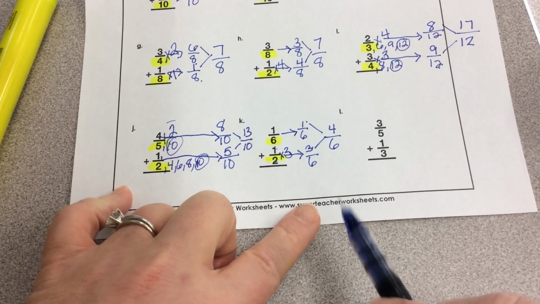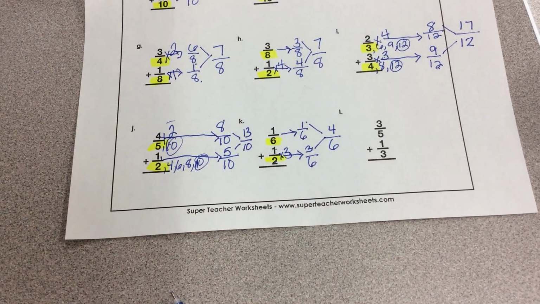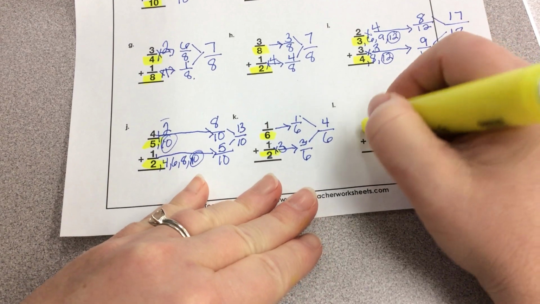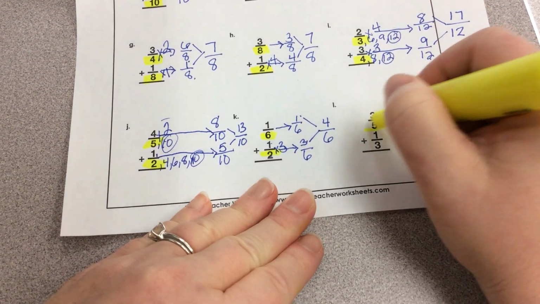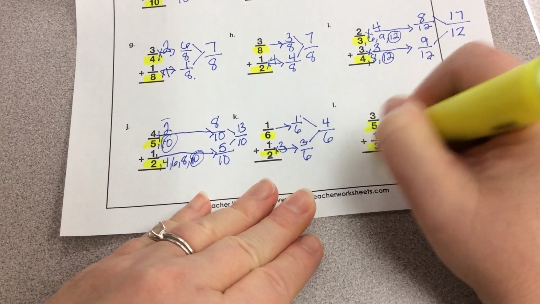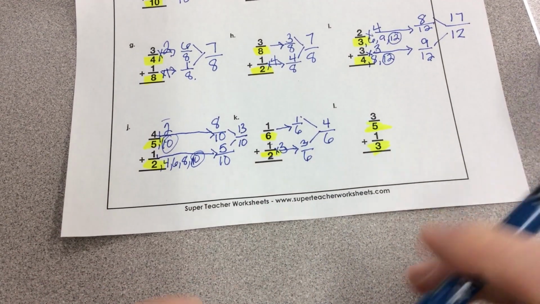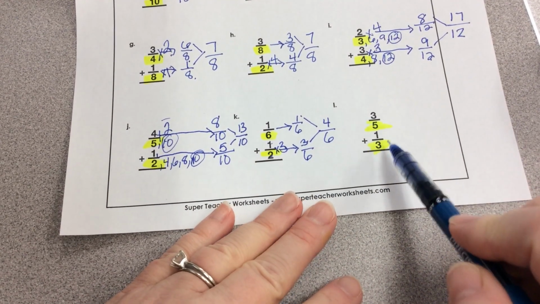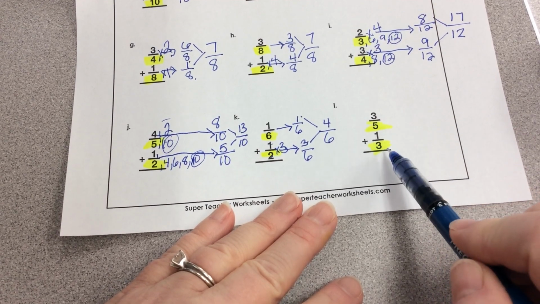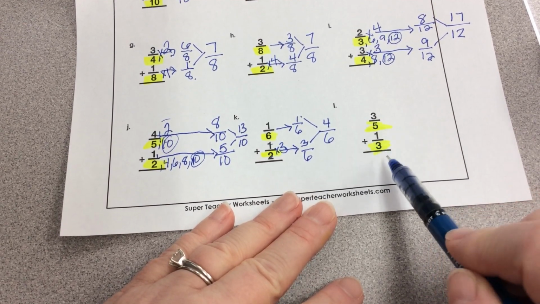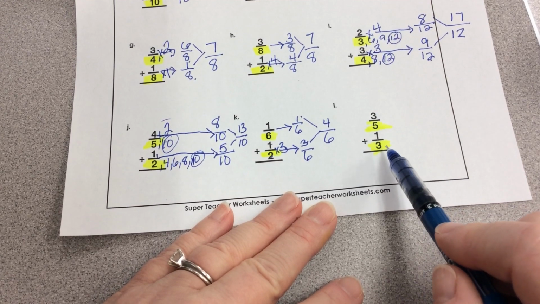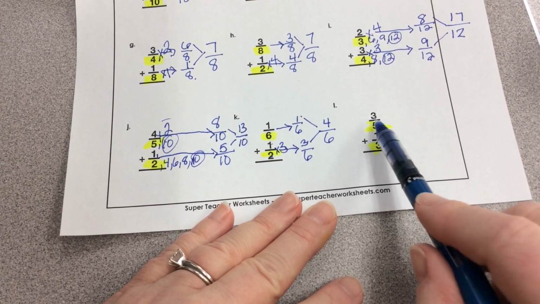All right. And I want you to try L by yourself. Pause the video. Try L by yourself, and to remember how to do it, first think, 5 is not a multiple of 3, so you're going to have to find the least common multiple of 5 and 3.